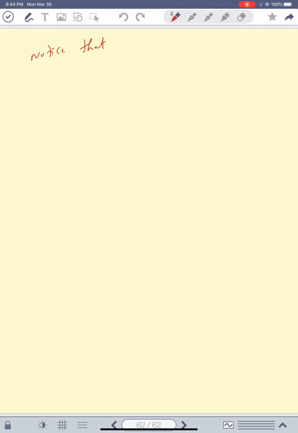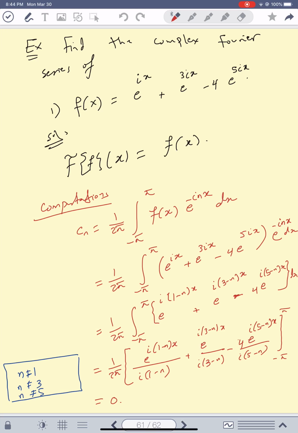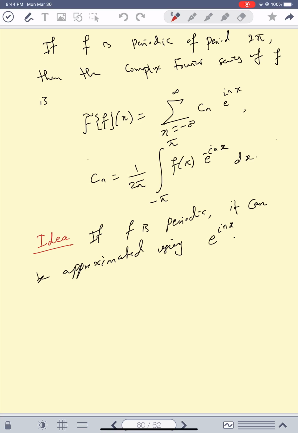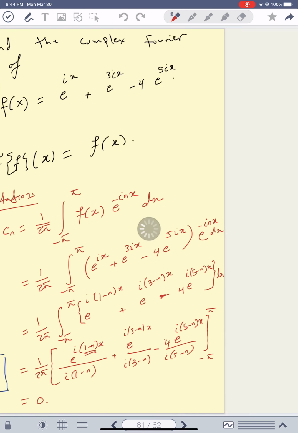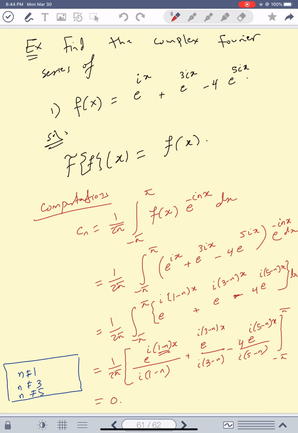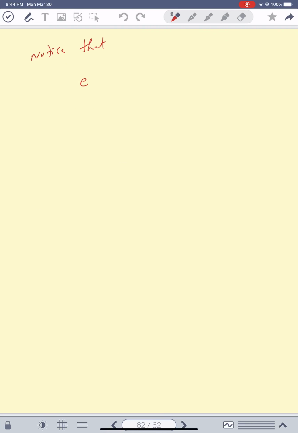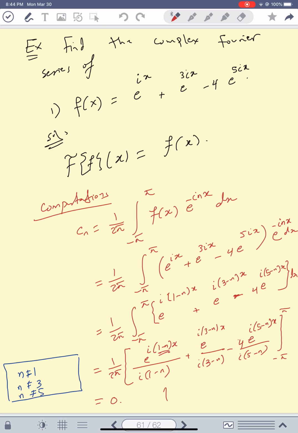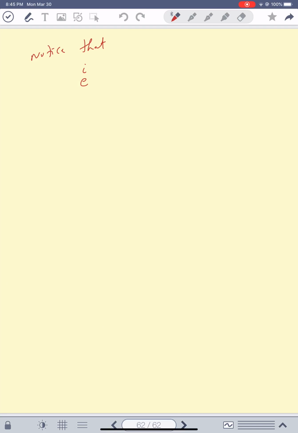So what do we have here? You have e to the i times (1 minus n)x. What is 1 minus n? n is an integer, right? Because in the Fourier series, the n values go from negative infinity to infinity in the sum. So these are integer numbers, whether positive or negative. But 1 minus n, regardless of whether n is positive or negative, is an integer. So after all, in the three terms, the powers 1 minus n, 3 minus n, or 5 minus n are all integer numbers.